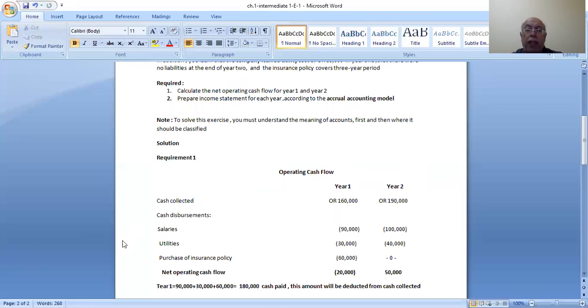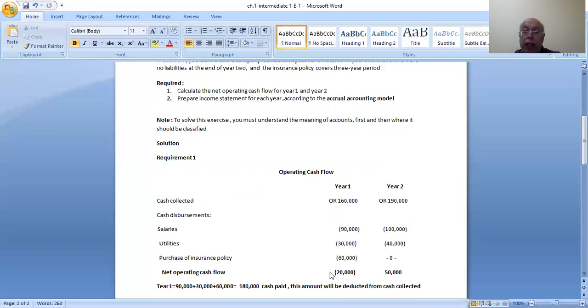You see here salaries, 90,000 paid in cash in year 1. In year 2 we paid 100,000. In utilities we paid in year 1 30,000, and in year 2 we paid 40,000. The insurance policy was paid in year 1 for 3 years, as mentioned in the additional information.